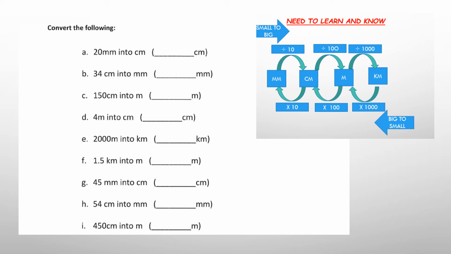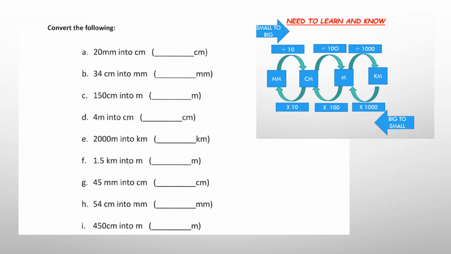G. 45 millimetres into centimetres. The small measurement into the big measurement. We divide by 10. So 45 millimetres divided by 10 is going to be 4.5 centimetres. H. 54 centimetres into millimetres. So now we're going from the big measurement to the small measurement, so we multiply. 54 by 10 will give us 540 millimetres.